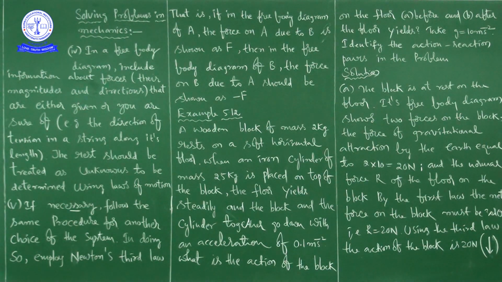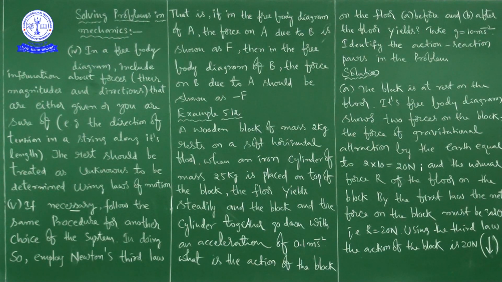Now I am going to show you the fourth step. I am going to explain the fifth step. See here, if necessary, follow the same procedure for another choice of the system. In doing so, use Newton's third law. Employ means use Newton's third law. If necessary, follow the same procedure for another choice of the system.